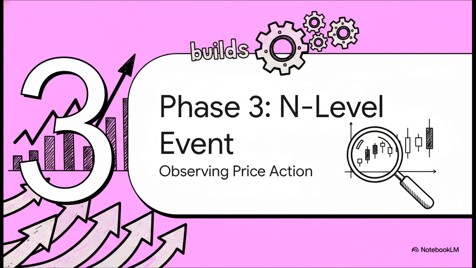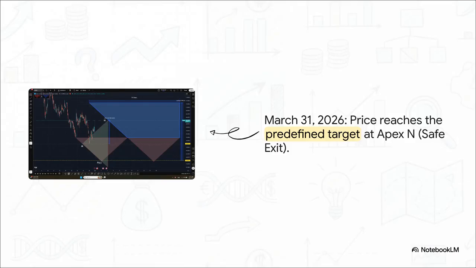So, with the complete plan laid out, we're now going to jump forward in time. We're going straight to the next big documented event. What's so interesting here is that we skip right over to the completion of phase 3, which is known as the N-level event. And here we see the plan playing out. This is the chart from March 31st, and look at that. The market price has hit one of those predefined targets. It reached the safe exit level right at apex N of triangle 3.